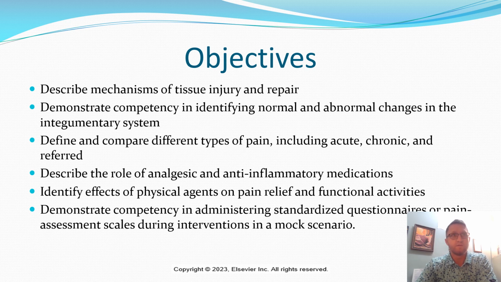So some of the objectives for this lecture here that we're describing. We're going to look at different mechanisms of tissue injury and repair, and we're going to get more detailed in chapter 3, looking at actual tissue injury and what's happening physiologically whenever we do have some form of injury and the different types of repairs that the body goes through. We're going to look at identifying normal and abnormal changes in the integumentary system. Again, probably something we're going to do more in the lab setting. Defining and comparing different types of pain, including acute, chronic, and referred type pains. So we'll discuss those in a little greater detail.